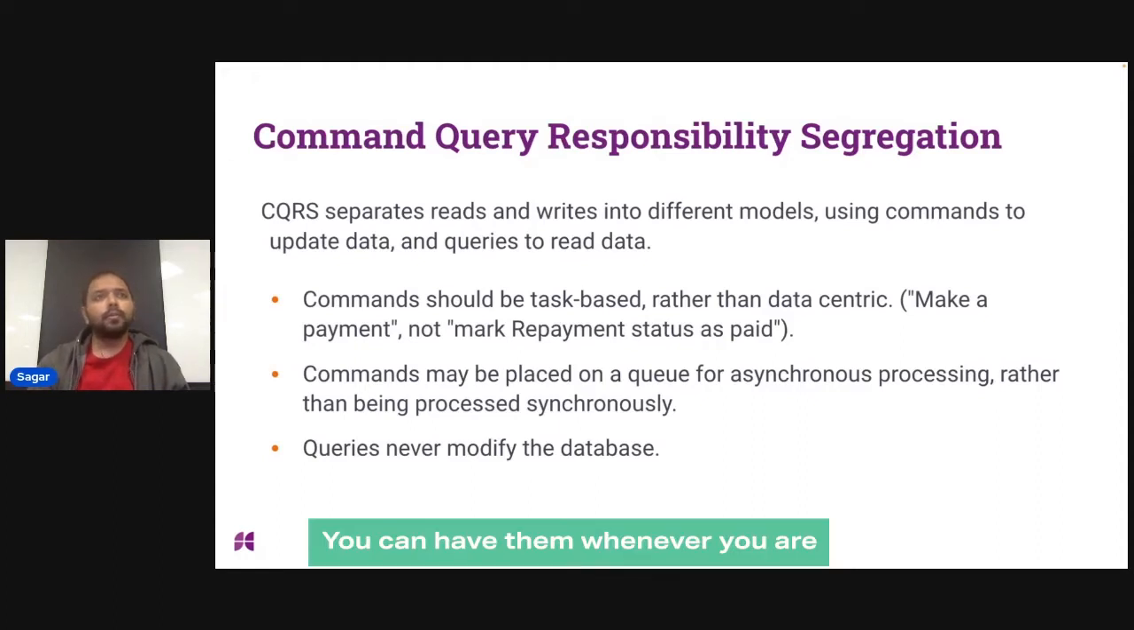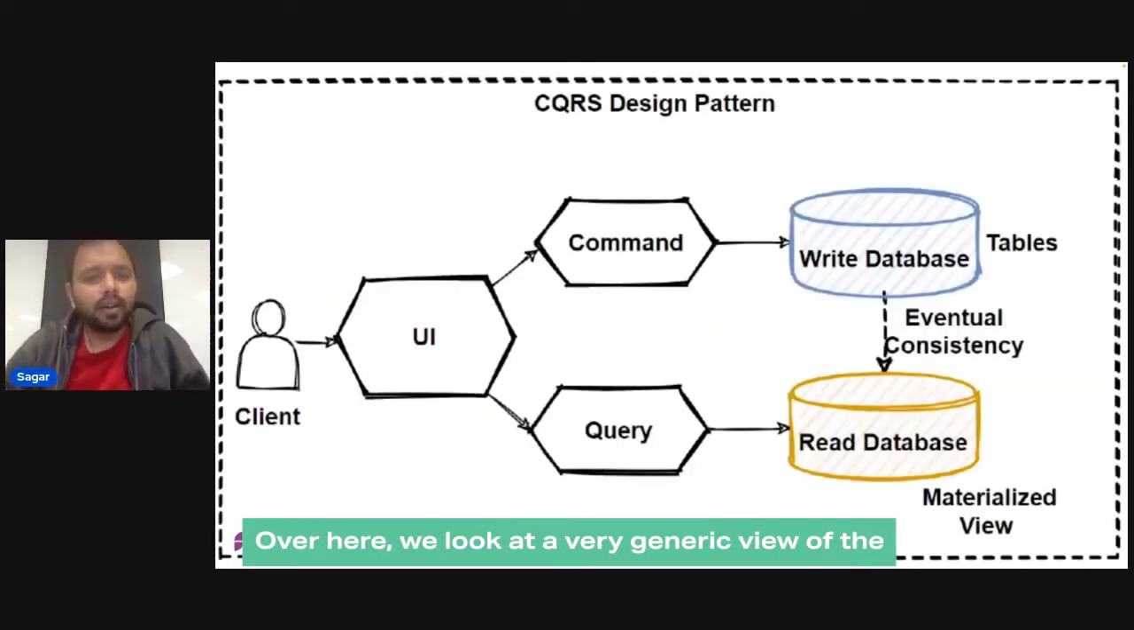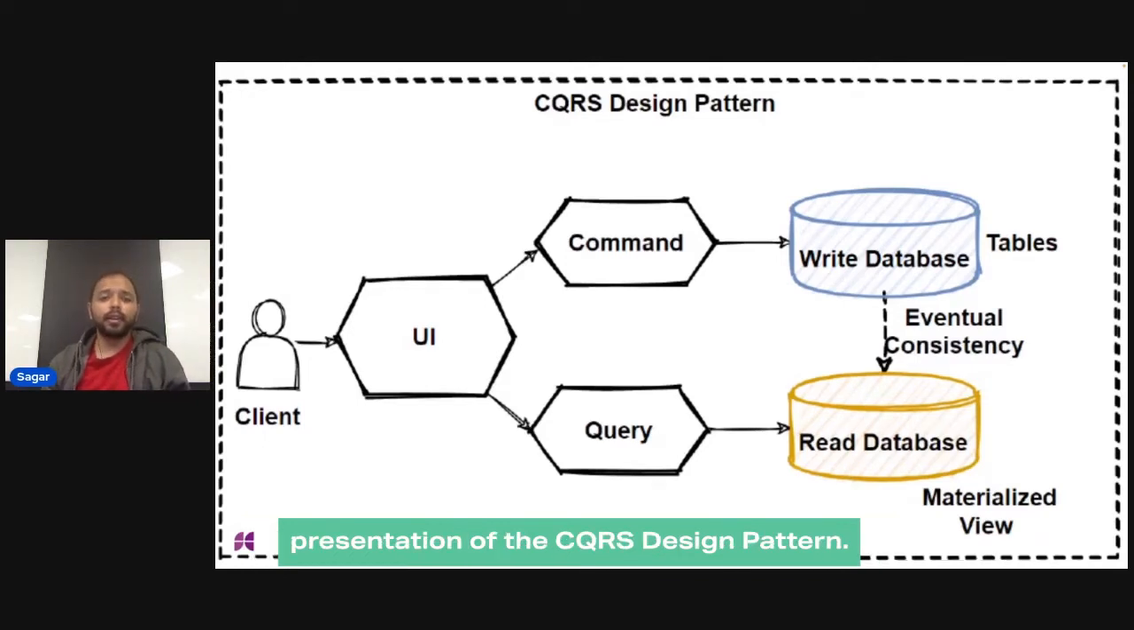Whenever you query for information, it just returns a JSON-like structure in our case, which may or may not encapsulate any domain knowledge. Over here, we look at a very generic representation of the CQRS design pattern.